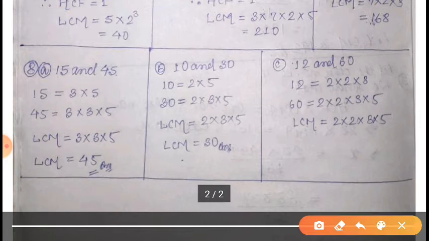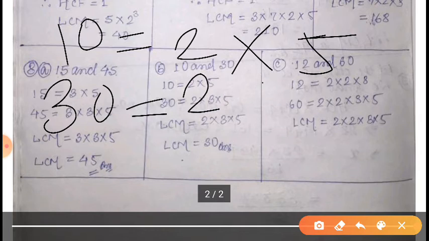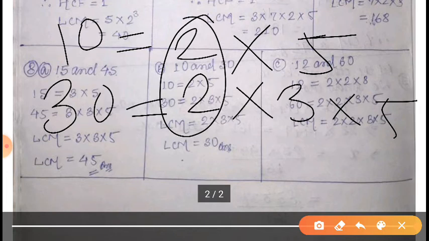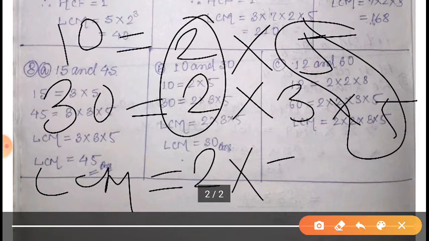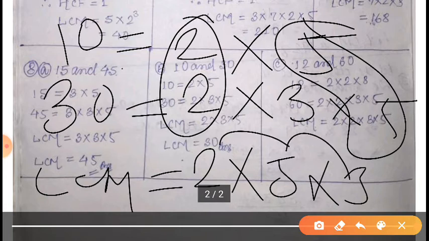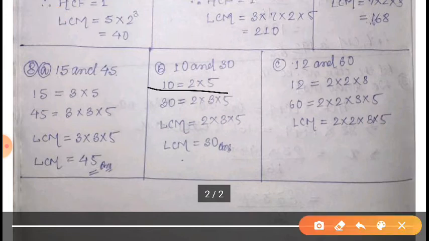Now next is 10 and 30. For 10, we can write 2 into 5. And for 30, 2 into 3 into 5. So these two are the same. So the LCM is equal to 2 into 5 into 3, which is 2 5s are 10, 10 into 3 is 30. We will get 30 here, as you can see.